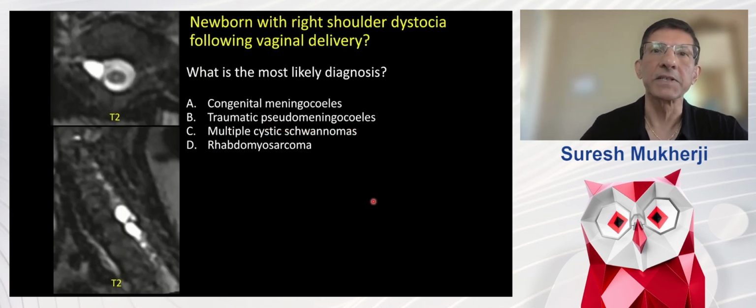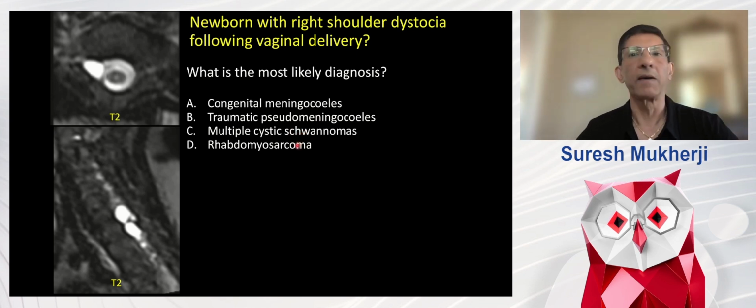So here's the next case. This was a newborn with right shoulder dystocia following a vaginal delivery. So what's the most likely diagnosis? Is the diagnosis congenital meningoceles? Are they traumatic pseudomeningoceles? Are they multiple cystic schwannomas or rhabdomyosarcoma?